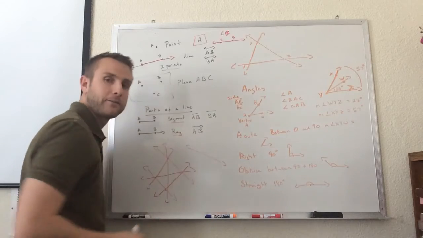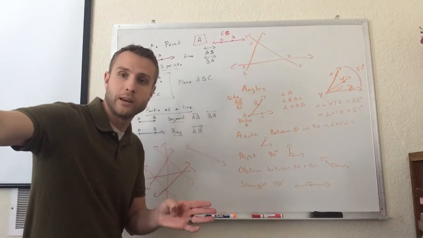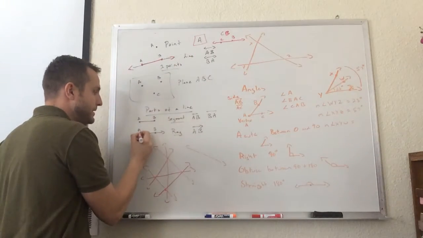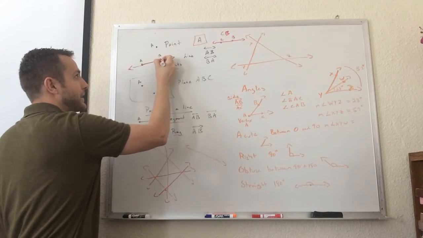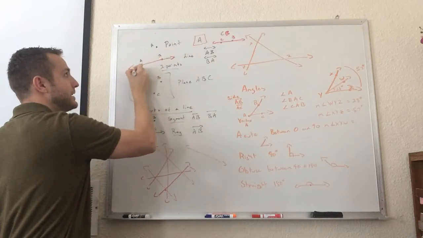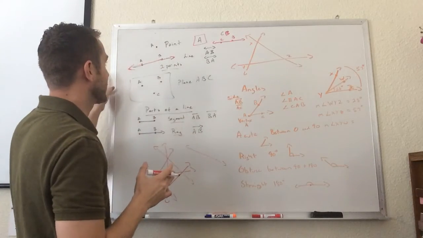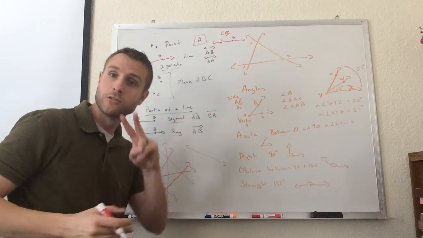Third, we have a ray. So a ray begins, but then it keeps on going in one direction. A line keeps on going in both directions. A ray begins at one point. So for example, I could begin at B and then keep on going forever in this direction. So it would include all the points to the left of B forever, but no points to the right of B.